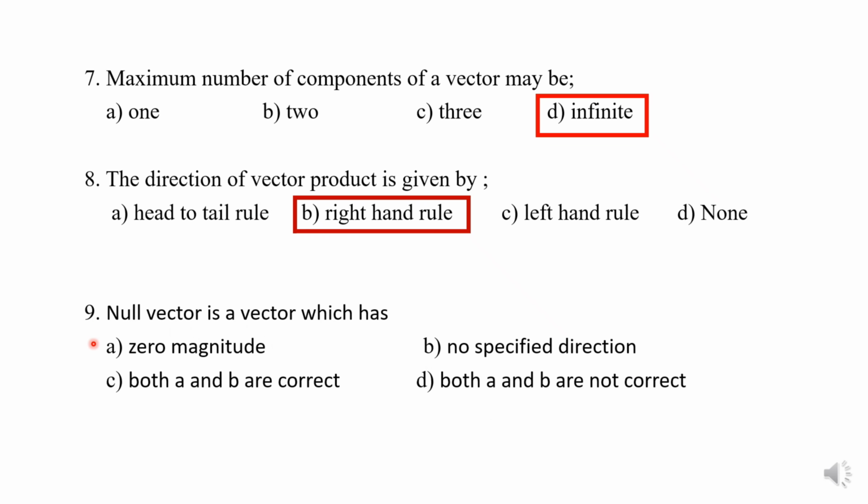MCQ number 9 which stated that a null vector is a vector which has, null vector वो वेक्टर है जिसका क्या हो, मतलब जीरो मैग्नीट्यूड हो, नो स्पेसिफाइड डायरेक्शन हो, सी बोथ A एंड B आर करेक्ट, यानी इसका मैग्नीट्यूड जीरो हो और डायरेक्शन बी ना हो, और ऑप्शन नंबर D बोथ A एंड B आर नॉट करेक्ट. सो नल वेक्टर याद रखे उसका मैग्नीट्यूड जीरो होता है और डायरेक्शन आर्बिट्ररी होता है, यानी नो स्पेसिफिक डायरेक्शन फॉर नल वेक्टर.